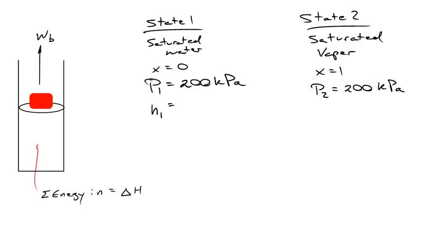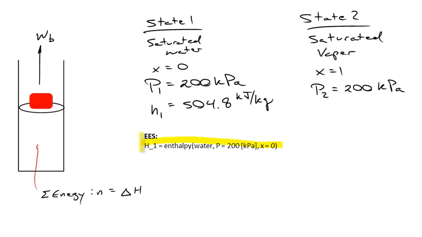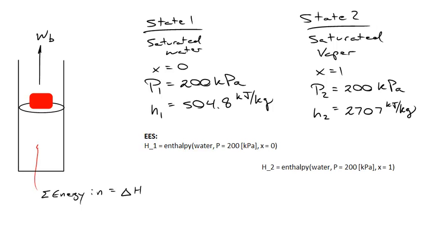Because I know I've got saturated water, I know the quality, and I know the pressure, I can look up in the saturated water table the enthalpy at state 1, and I'll find that enthalpy is 504.8 kilojoules per kilogram. I can get the same thing in EES using this command, which will give me the enthalpy of water at a pressure of 200 kilopascal and a quality of 0. So saturated water, quality of 0. And I can do the same thing for state 2. I get H2 is equal to 2,707 kilojoules per kilogram. And here's the analogous command in EES for H2, and in this case I'm using a quality of 1.